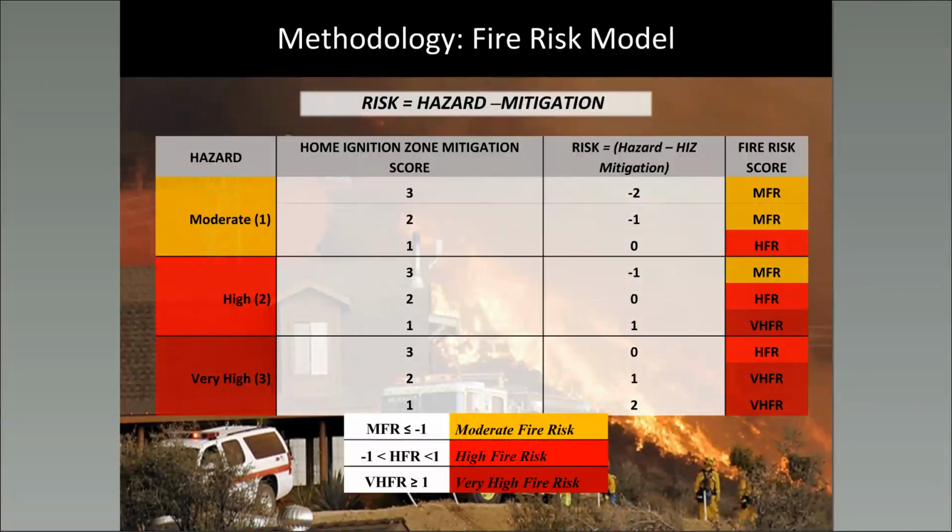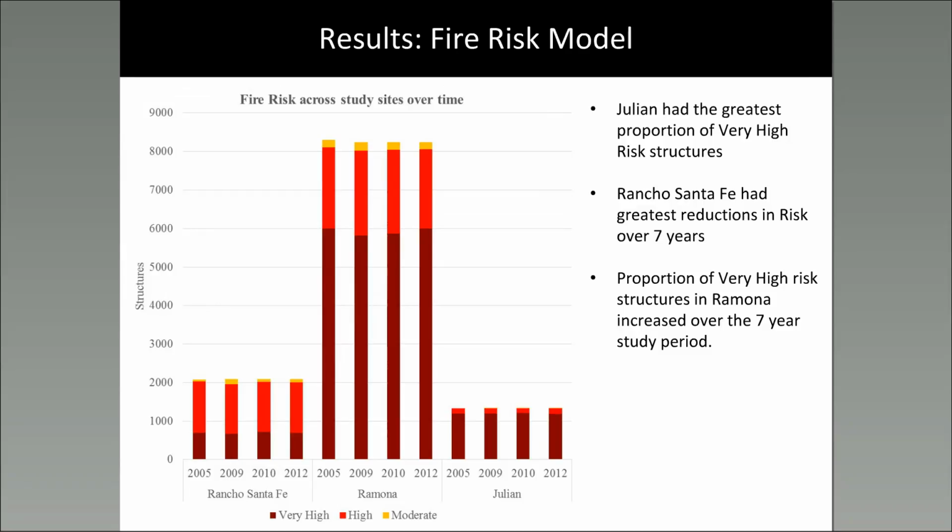So here's the risk model overall. For each parcel, for each of the 4 years of study, for each of the 3 communities, we had a home ignition zone mitigation score, and then also a hazard level. And then using the simple model of hazard minus the mitigation is the risk, we were then able to attribute a risk level for all of the parcels in each of the communities.